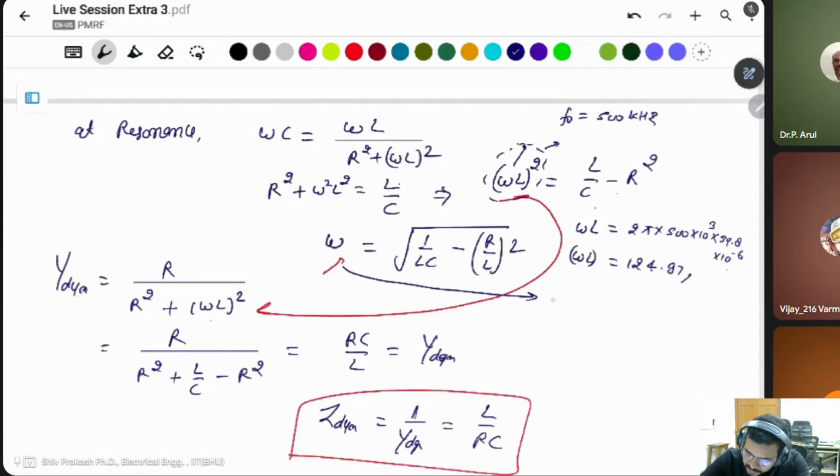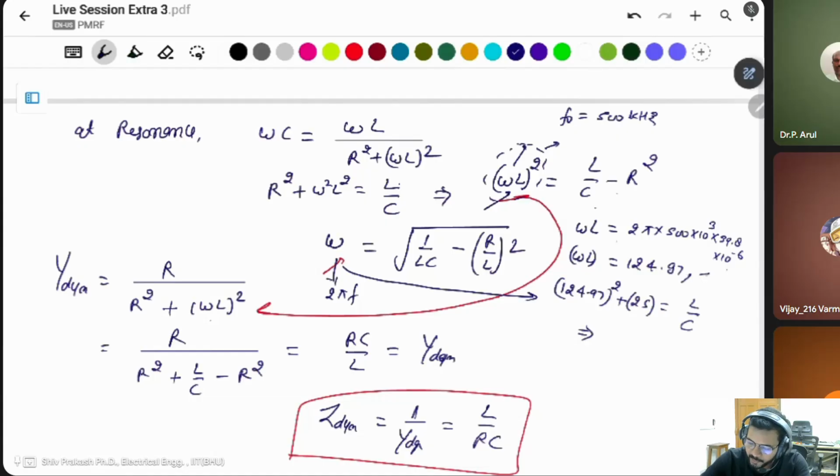Sorry, this will be 124.97 square, minus or plus 25, because R square plus omega L square is equal to L by C. Try to solve like that. Don't try to put the value of 2 pi f and then find all the things, the square and root. This will take a long time. Simply find the value of omega L.